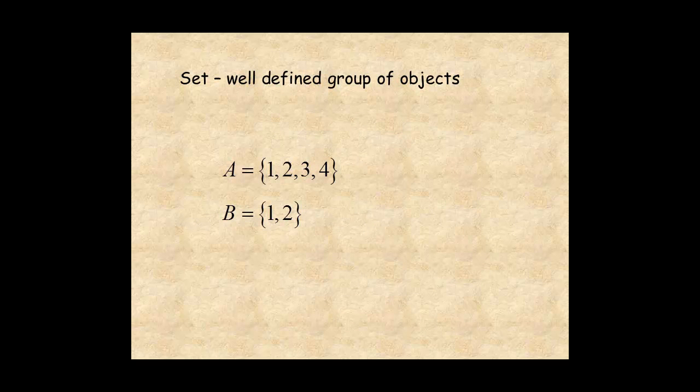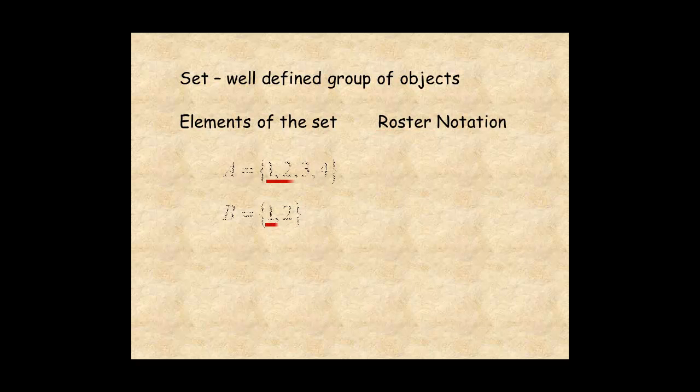A set is a well-defined group of objects. The objects in the set are called its elements. You can represent a set in roster notation by listing the elements in the set within braces. Variable names for sets are usually capital letters.